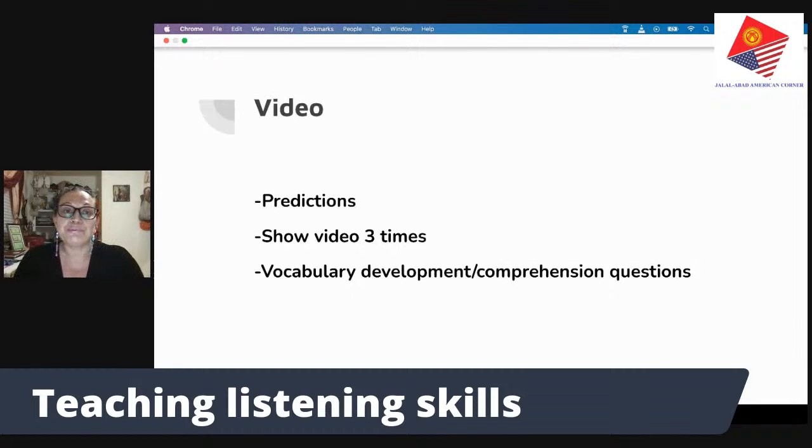Okay, using video. Using video is a lot of fun too, because you can use more of your visual cues to help with figuring out what is in an audio file or clip or whatever. So we still want to use the predictions, but you're going to do it a little bit differently. You don't have to have a name of a movie. You just want to have them start guessing when they're watching it.